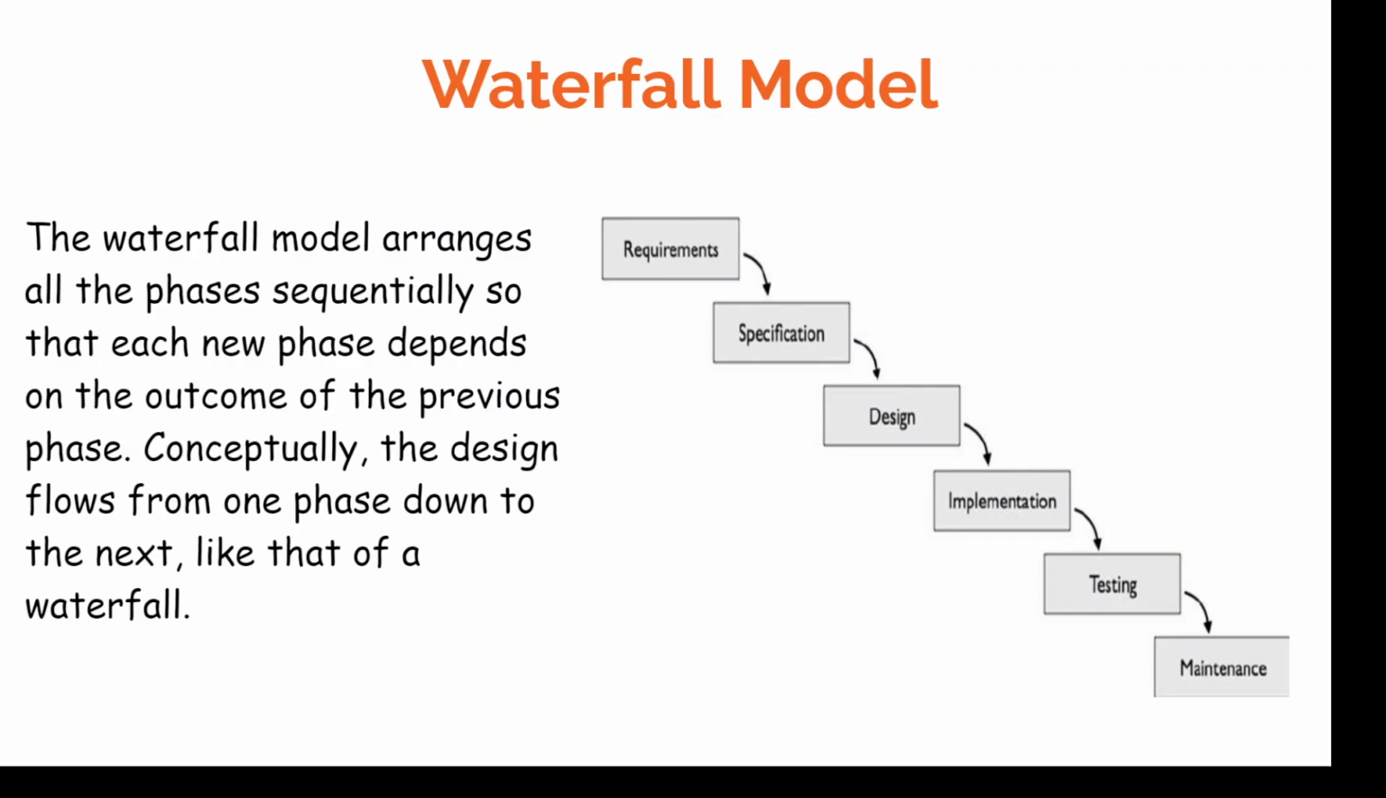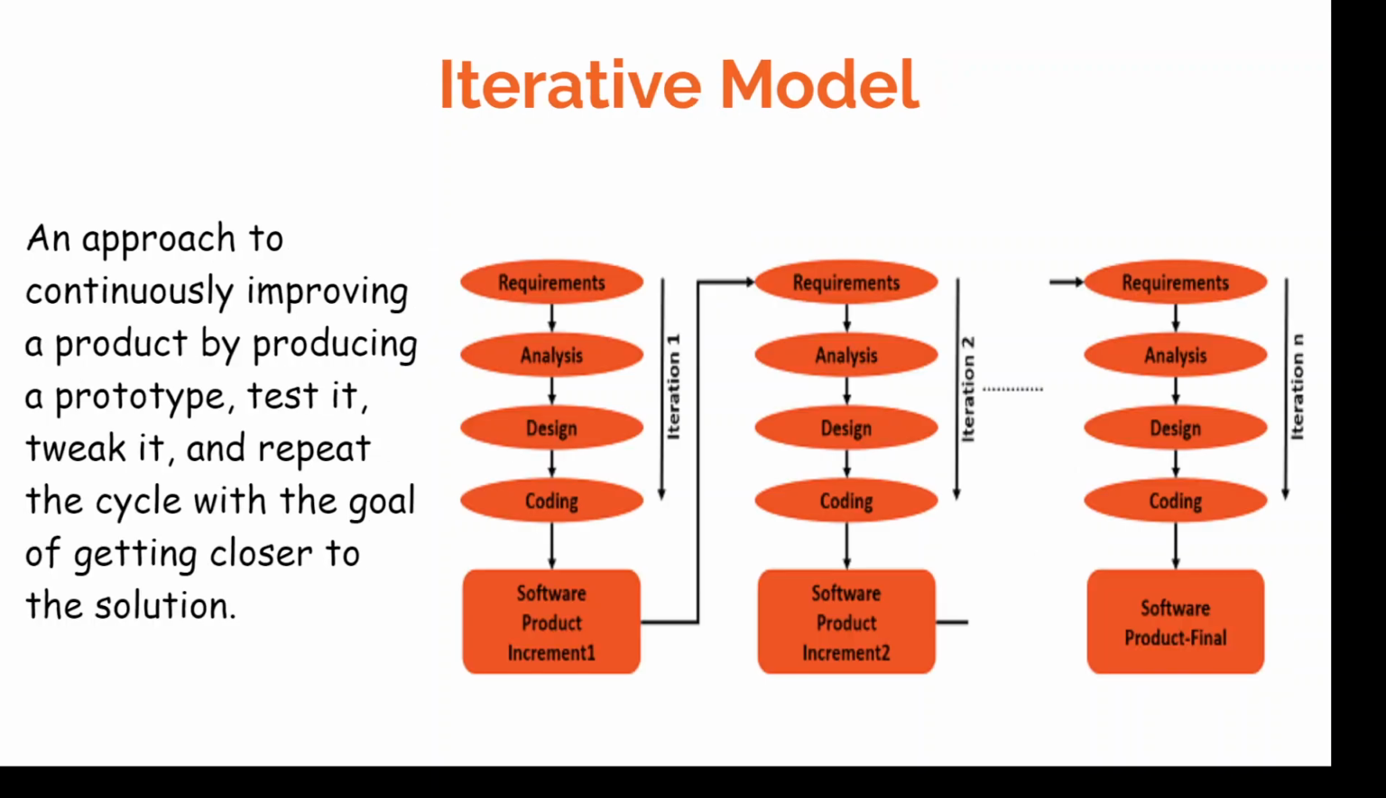Okay, so move to the next slide. We have the iterative model. It's an approach to continuously improving a product by producing a prototype, testing it, tweaking it, and repeating. From this diagram, you find that we have requirement analysis. When you go through this process, you release an increment, a version of the software, then take feedback from this version and go through the process again: requirement analysis, design, coding, release another version. So you keep releasing until you have something very close to your solution.